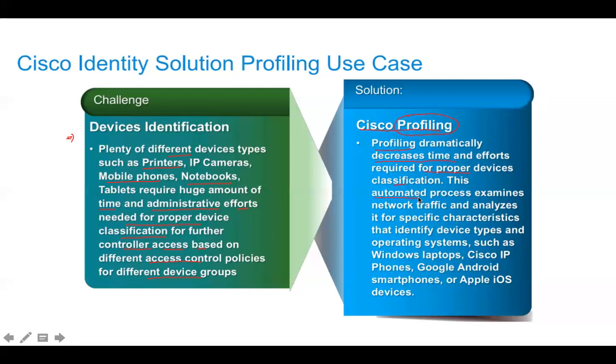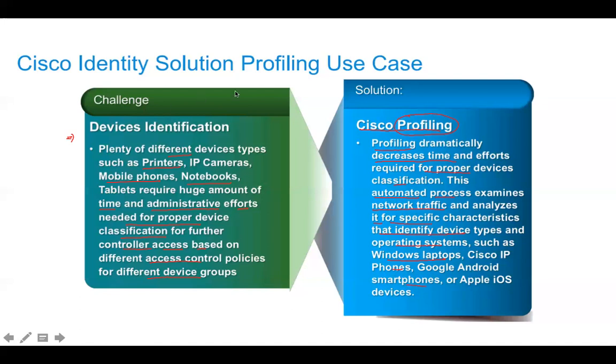This automated process examines the network traffic and analyzes it for specific characteristics that identify the device type and operating system, such as a Windows laptop, a Cisco IP phone, or a Google device, an Android smartphone, an Apple OS, and so on and so forth.